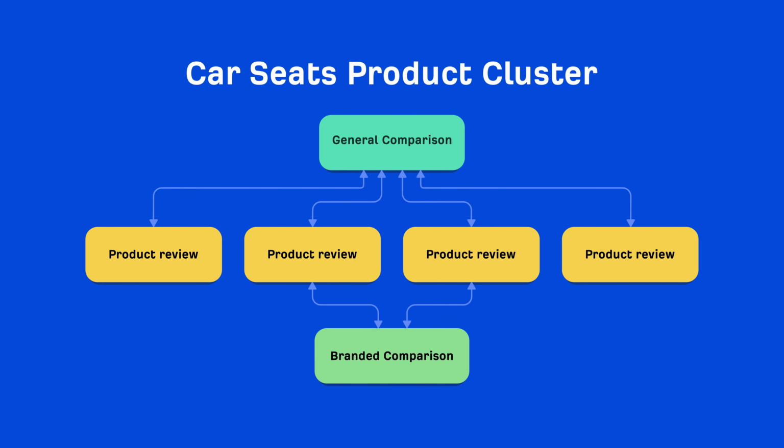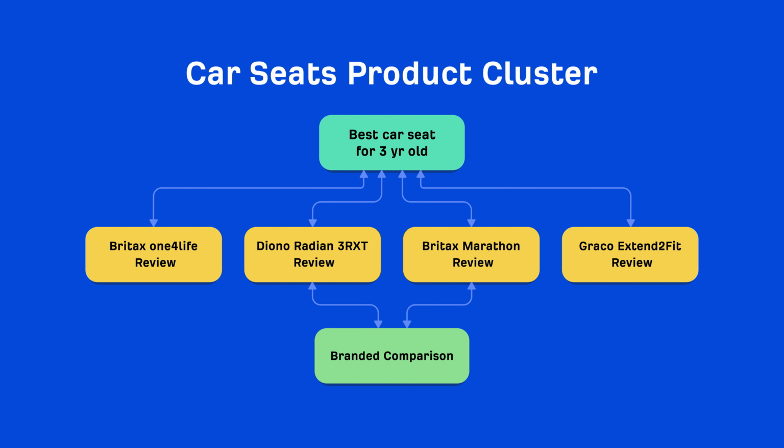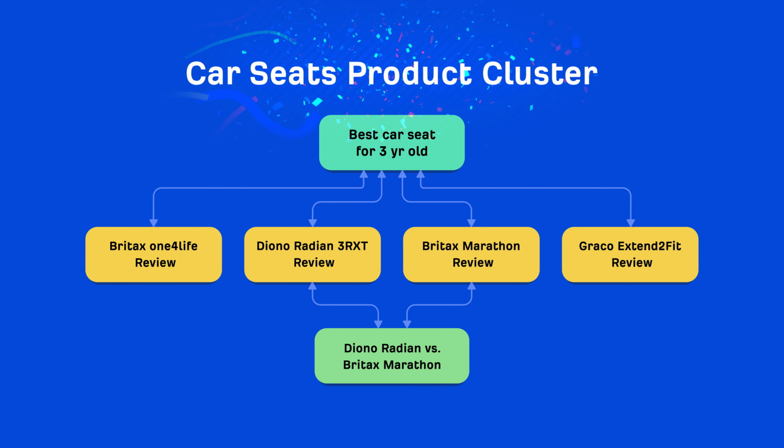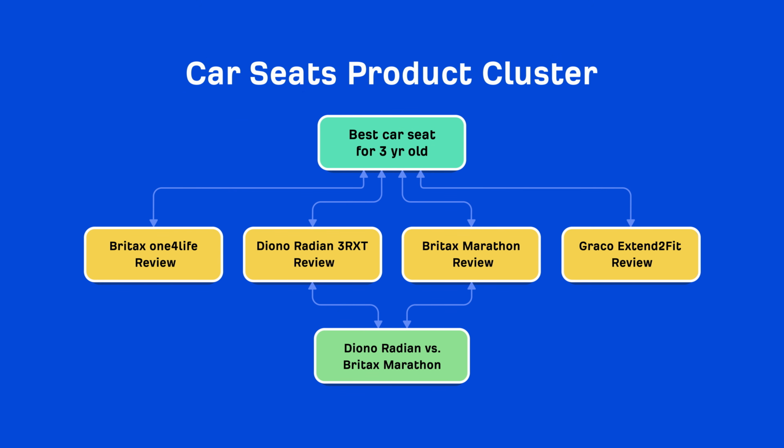So if we were to transform this map into topics for a hypothetical car seat affiliate site, we might have best car seats as our general comparison, these topics as our product reviews, and maybe one branded post like Diono Radian versus Britax Marathon. Boom, our product cluster is complete with a total of 6 commercial pages.